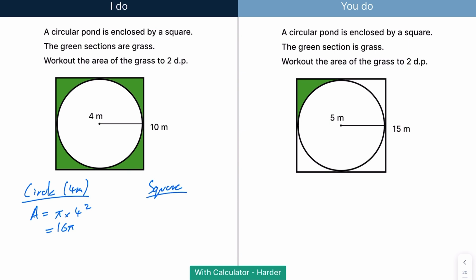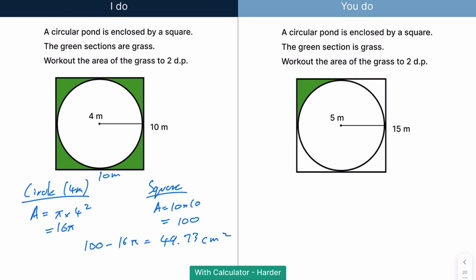And then we're going to find the area of the square. Now, because it's a square, we know both sides are going to be 10 meters. So the area here is going to be 10 times 10, which is 100 centimeters squared. So now we have the area of the circle and the square. We're going to take them away. So we're going to do 100, take away 16 pi. And 100 take away 16 pi gives us 49.73. We don't want to round yet because this isn't the final answer. No, in fact, this is the final answer. What am I talking about? Yep, we can round just here. And that is the area of the grass. That is what's left over.